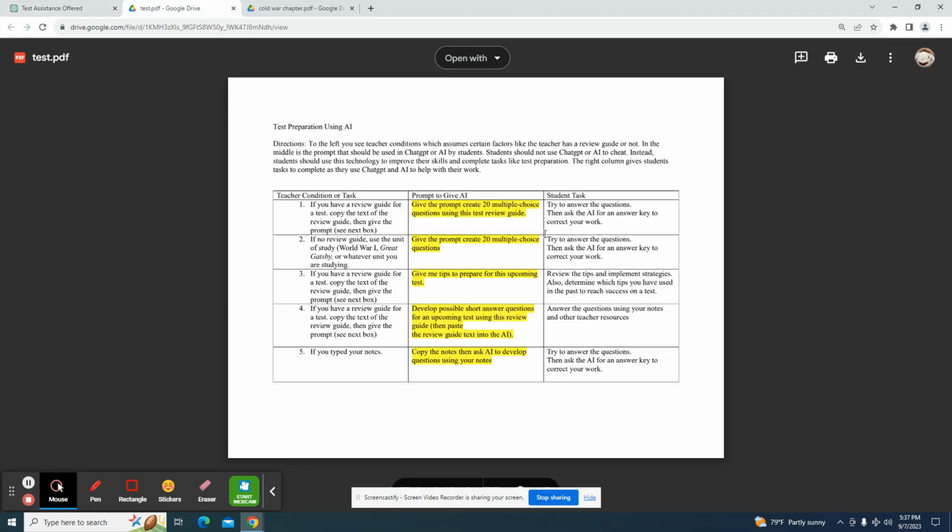And here are some additional prompts that you can use. Develop some short answer questions, but again, if you're using your notes that were from class, that should definitely help gear this sample test to what the expectation is going to be on the actual assessment day. So feel free to use this as a strategy as well.